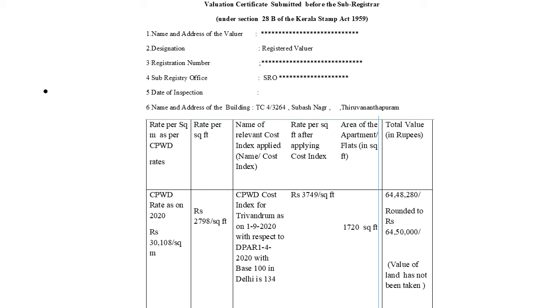So by multiplying 2,798 into 1.34, which comes to rupees 3,749. The next column is the area of the flat, and the last column, the total value, is equal to 64,48,208.